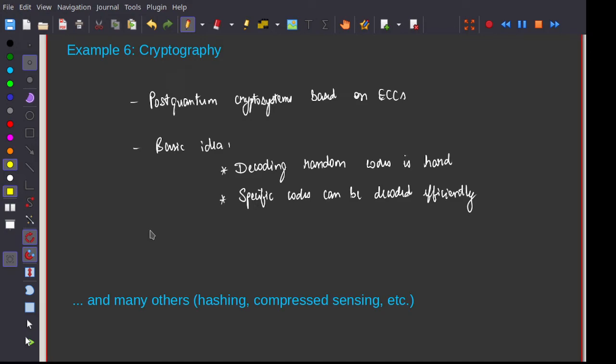So for example, I somehow convert my code into some other code, so that if I have the key, I somehow get back. The problem essentially amounts to decoding the easy code, but for an attacker, since he does not have the key, his problem of recovering the message amounts to decoding from a random code, which is hard.